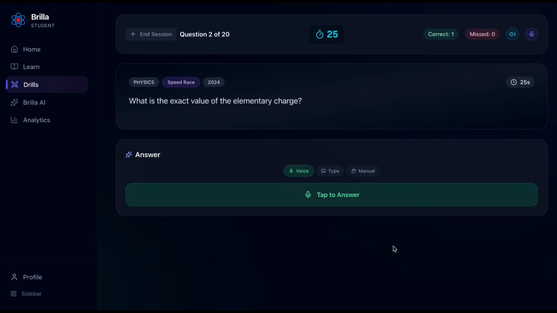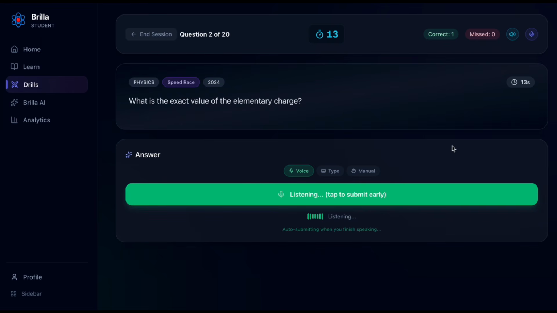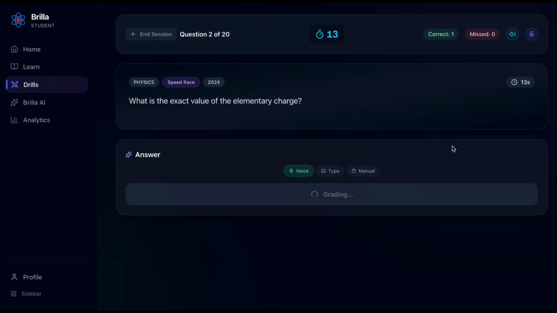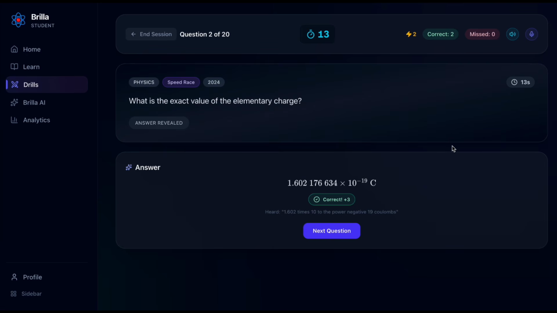I don't think I know this. So I'm gonna go into manual mode. Let me just take a crack at it. 1.602 times 10 to the power negative 19 coulombs. I got it correct. So it was 1.602, but it's long. It's quite long. I just gave in these figures and it's still marked correct. I think in SF that was acceptable. But I'm going to show you how the type and then the manual mode works as well.